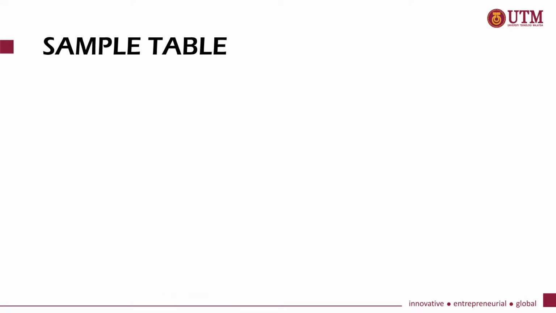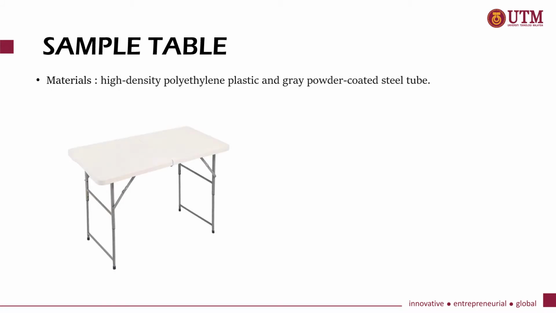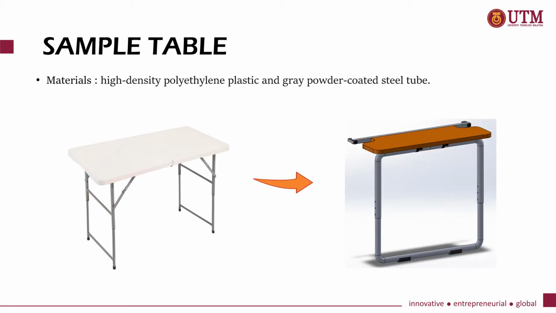Moving on to the sample table, we will use a high-density polyethylene plastic for the tabletop and gray powder-coated steel tubes as the frame. So from a foldable table, we have modified it to our own design.